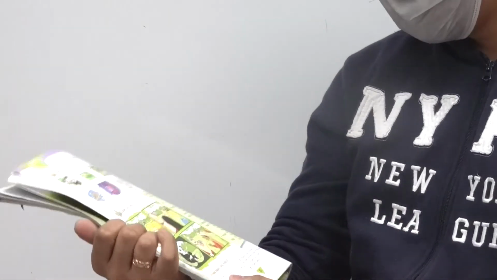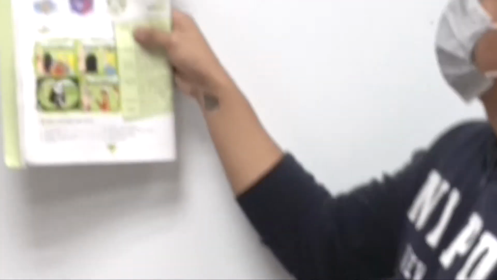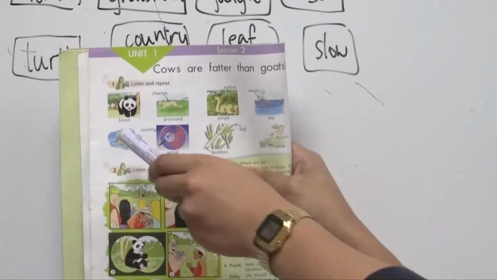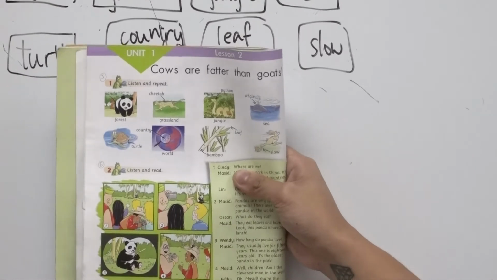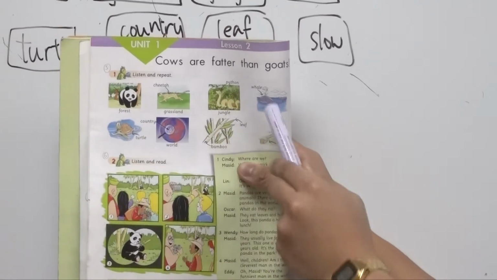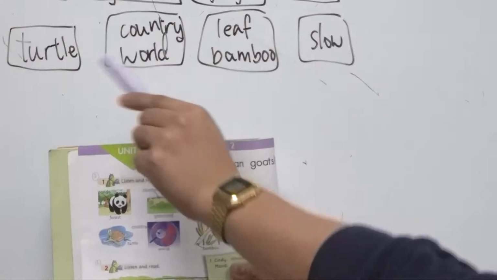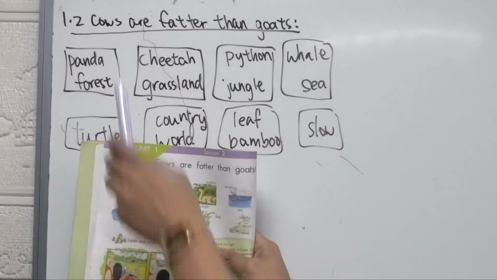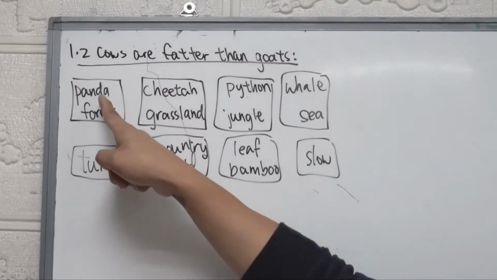All right, so let's start with part 1 on page 6, okay? So part 1 on page 6, we have how many? We have 8 pictures, right? 8 pictures. And I don't have the time to draw the pictures, so I just wrote down the words, okay? These are the same words. So let's start with the first one, okay? The first one. This is panda.